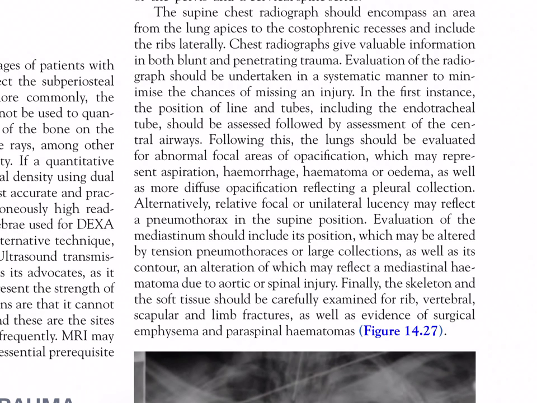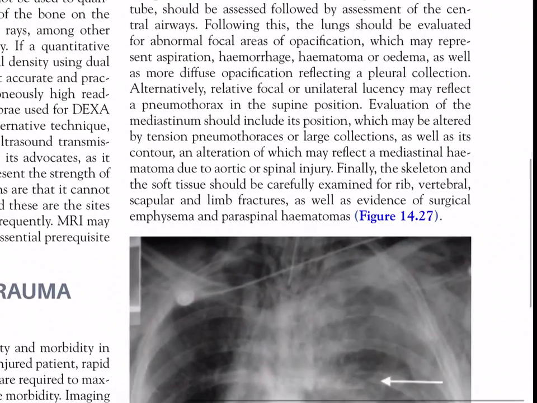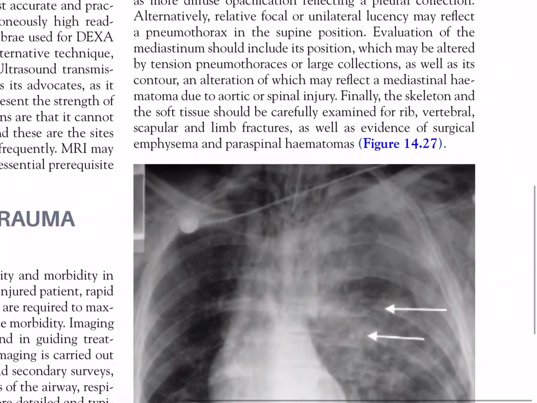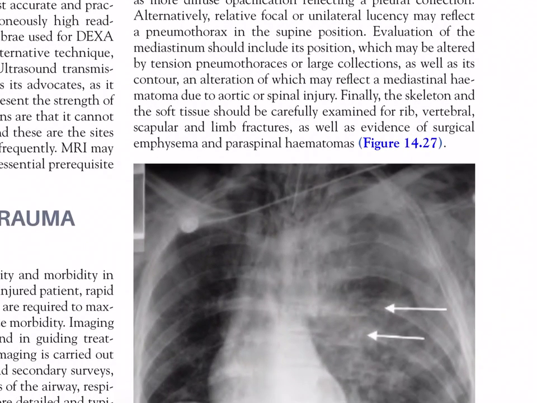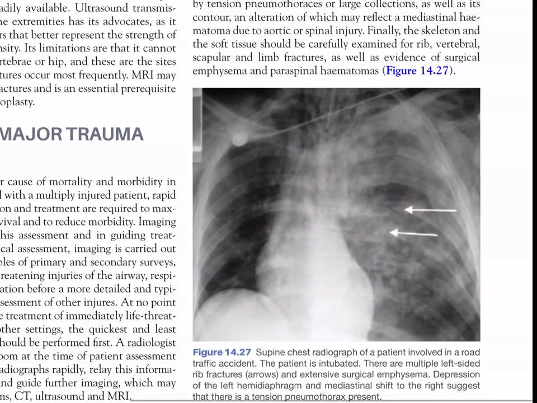Evaluation of the mediastinum should include its position, which may be altered by tension pneumothorax or large collection, as well as its contour, and alteration which may reflect a mediastinal hematoma due to aortic or spinal injury. Finally, the skeleton and the soft tissue should be carefully examined for rib, vertebral, scapular and limb fractures, as well as evidence of surgical emphysema and paraspinal hematomas.